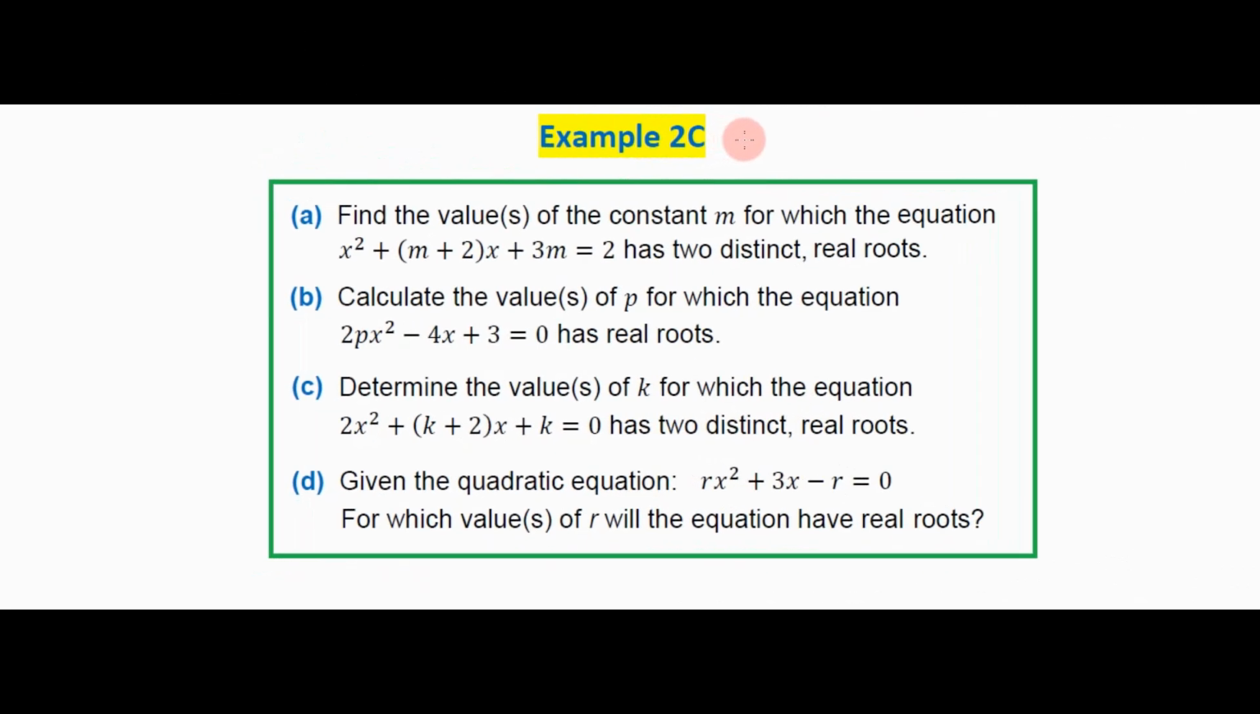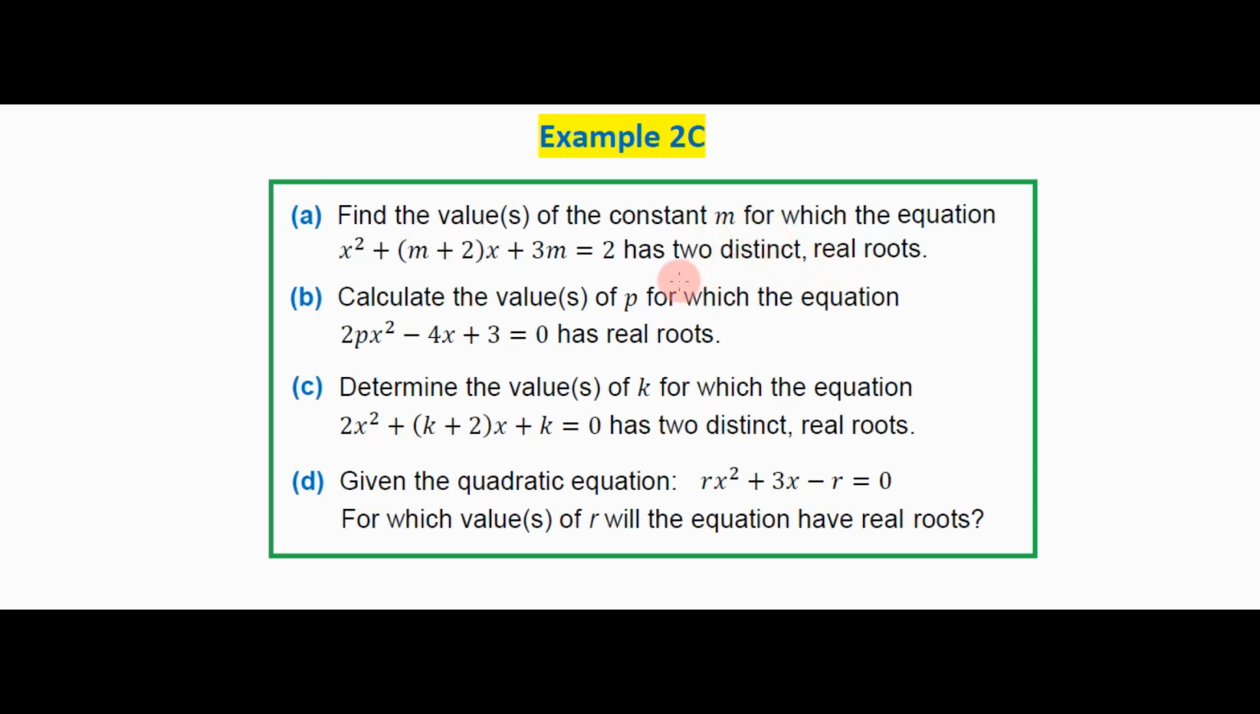So this example deals with finding the value of a constant when the roots of a quadratic equation are real. In A it says, find the values of the constant m for which this equation has two distinct real roots. Now, two distinct roots mean that the roots must be unequal. They have to be real, but they must be unequal.